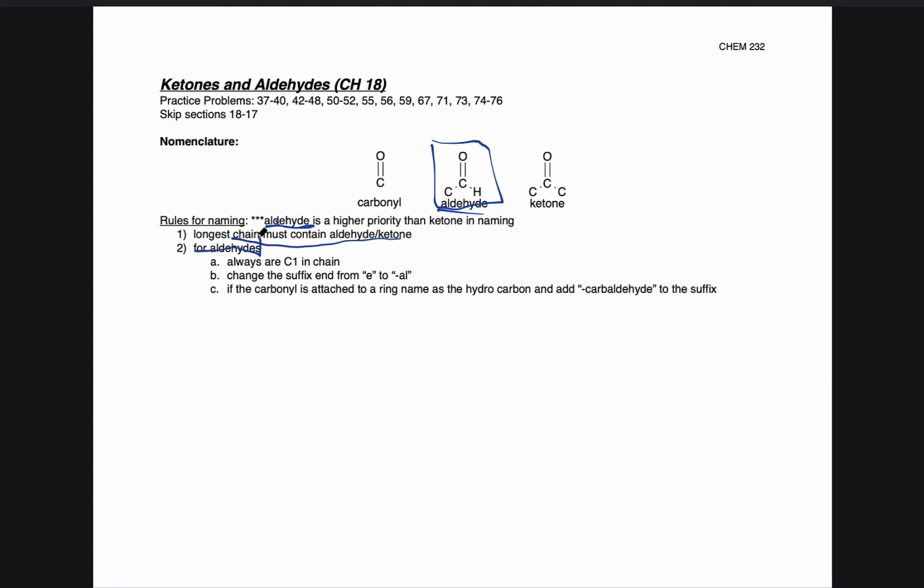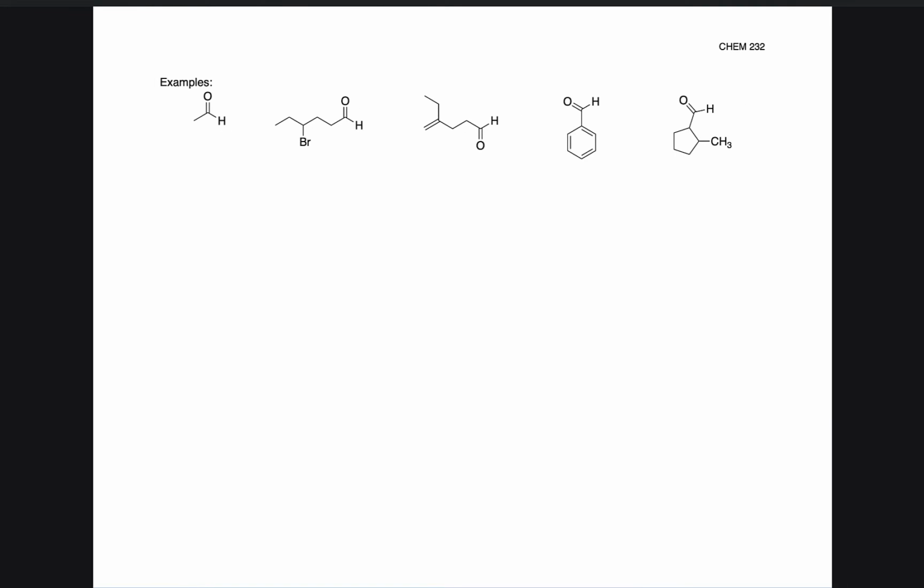Right, and now, so for aldehydes specifically, aldehydes are always going to be carbon 1 in a chain, and when we're naming them, we're changing the end of the name from E to al, okay? And this is kind of a wackier naming rule here, but if we have a carbonyl in a ring, we need to add carbaldehyde to the suffix, okay? So let's take a look at some of these things in terms of putting them to use. So we have a few examples here.